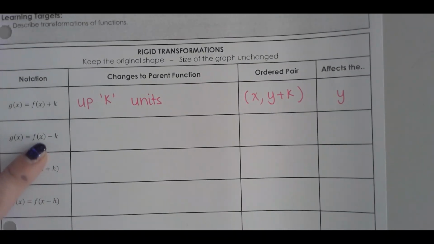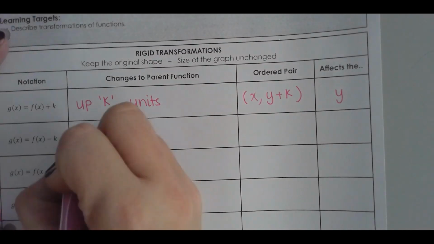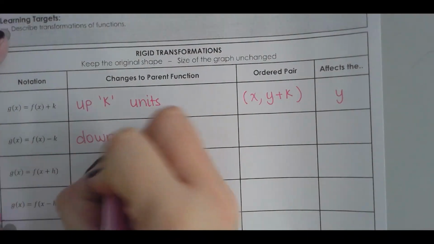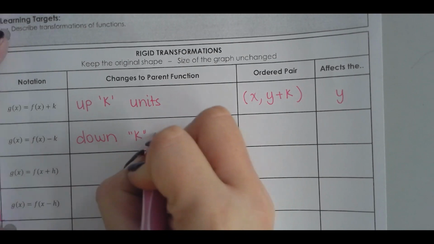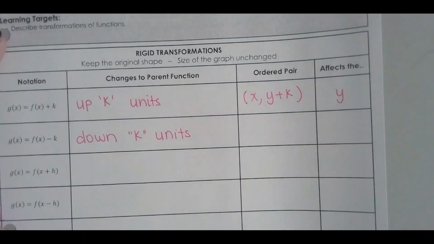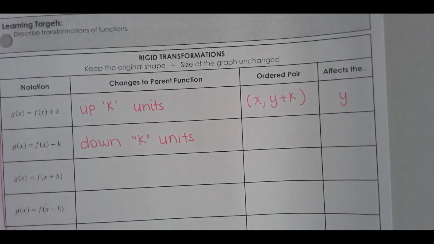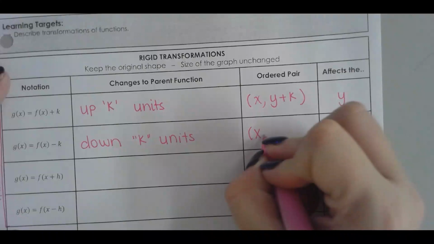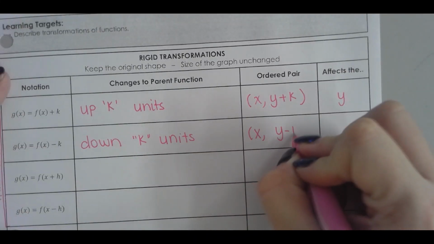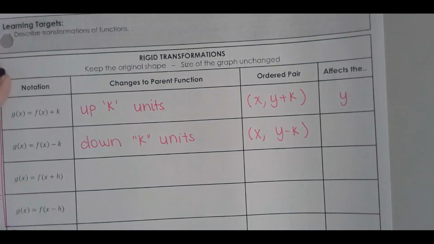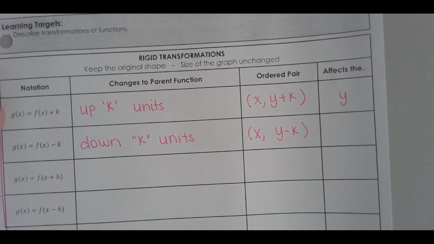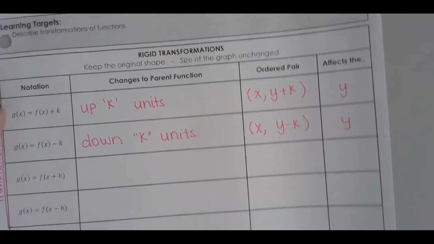F of x minus k goes down k units. So if you subtract on the outside, subtract at the end, it goes down. So again, your x would stay the same. It would be y minus k. And again, it only affects the y.